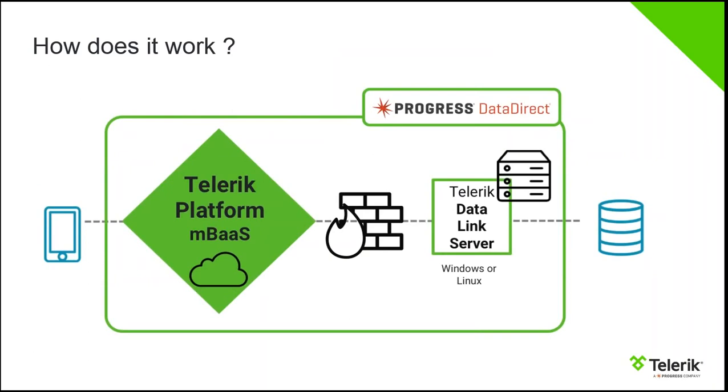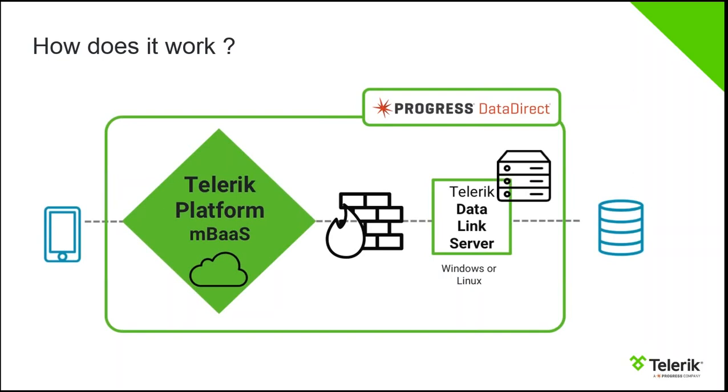So we have Telerik Platform MBAS, or the backend service, and you have the firewall or whatever it is. You are on your premises, and on your infrastructure you already have maybe your SQL Server or Oracle or MySQL or PostgreSQL. So we give you Telerik Data Link Server. You install it within your premises on a Windows or Linux server. Make sure the Data Link Server, which is a web application, is accessible to the internet, and our mobile backend as a service will be able to communicate with it, and then you can get the REST service readily available.